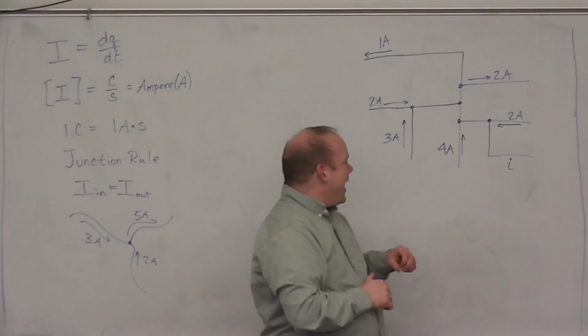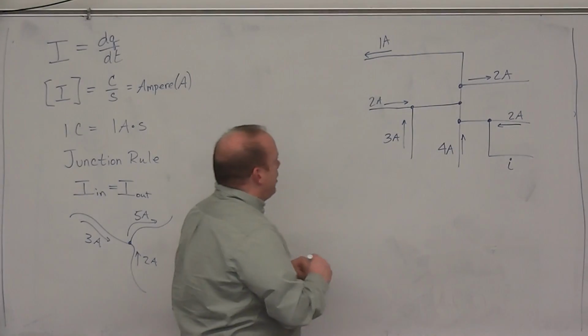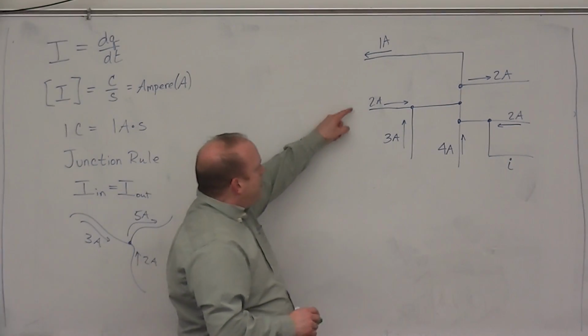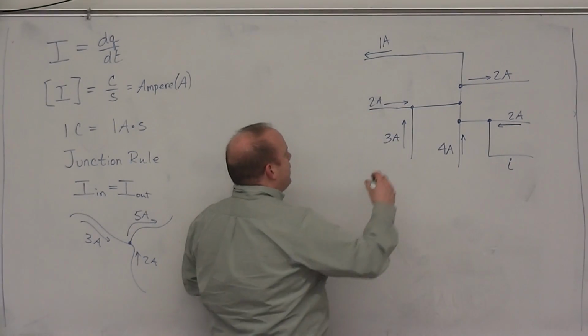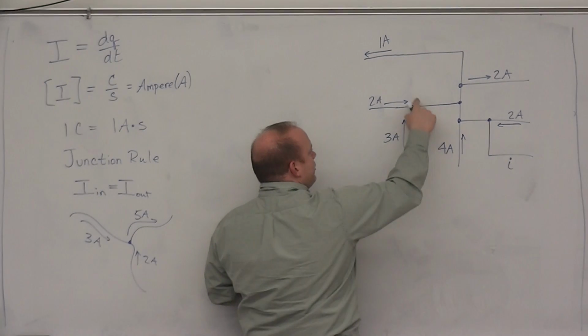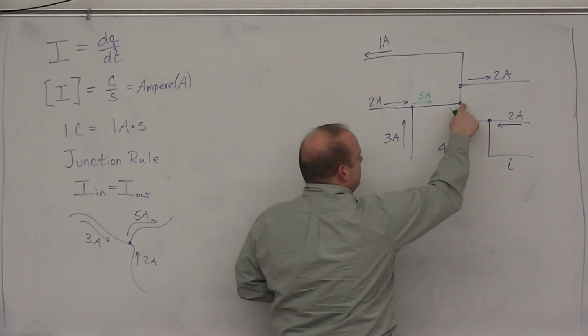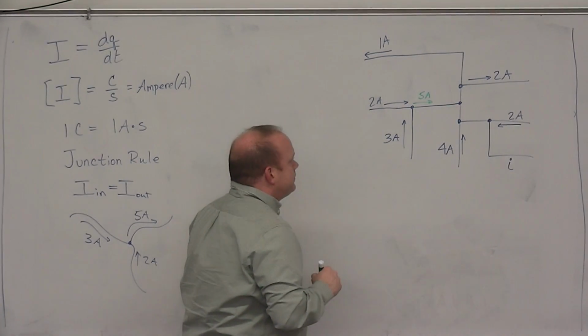All right, so now we're back. Hopefully you've paused it. Okay, we're going to take a look at how this current adds up. So now, here and here, going into this right here, I have 2 amps going in, 3 amps going in. I have to have 5 amps going like that. So 5 amps is flowing into this junction right here.